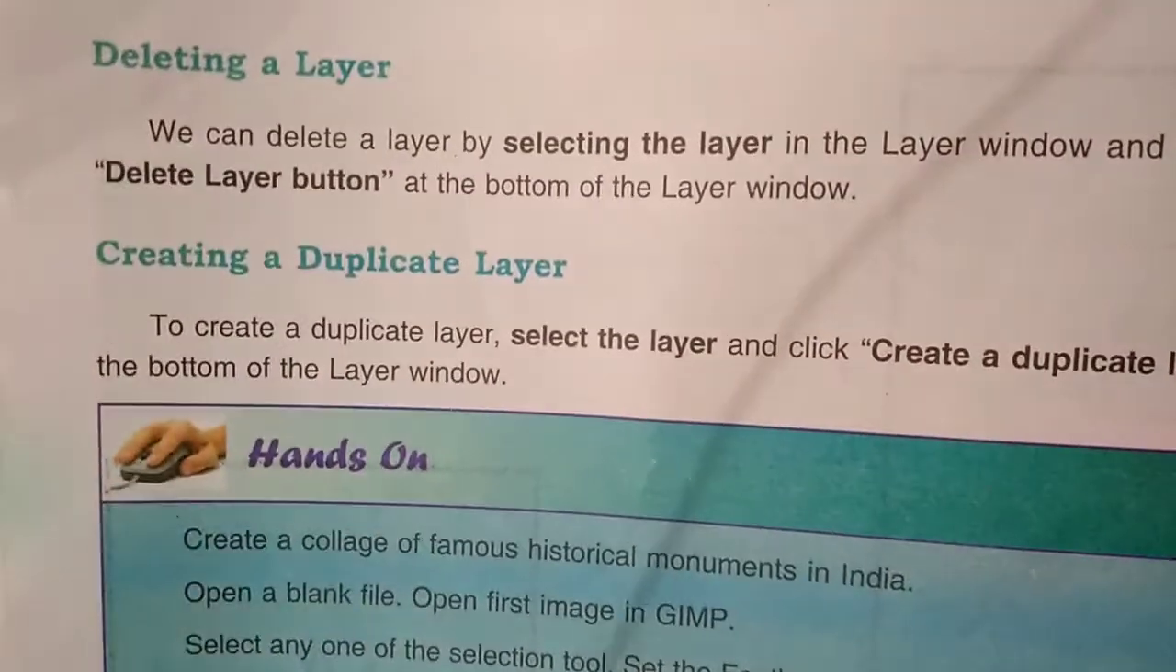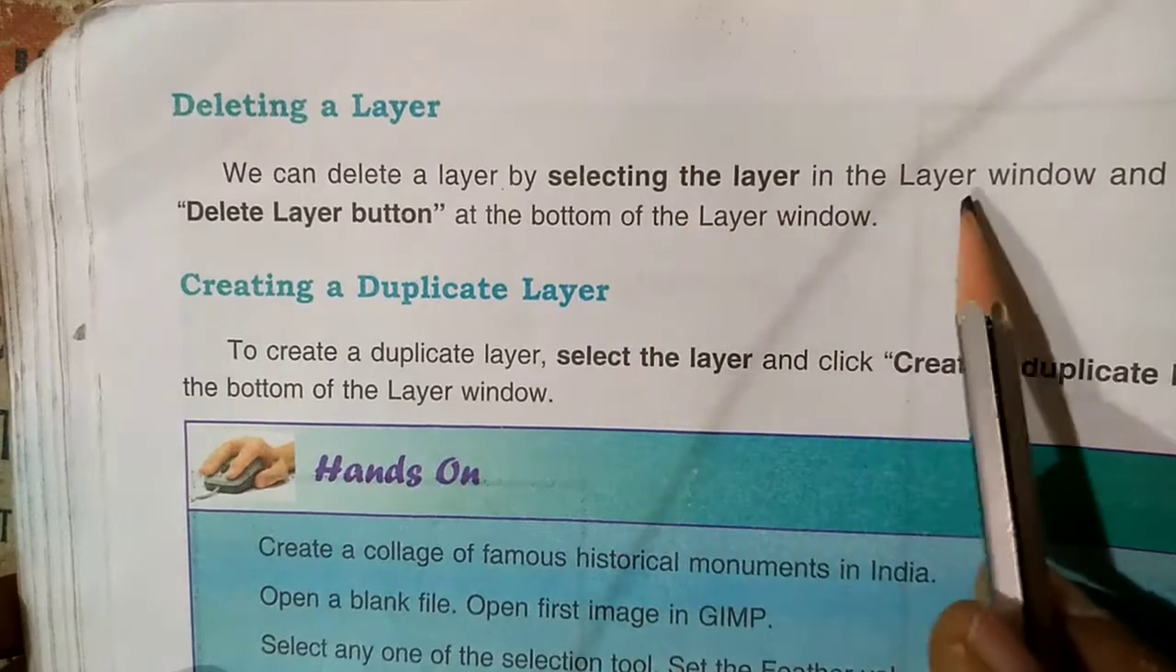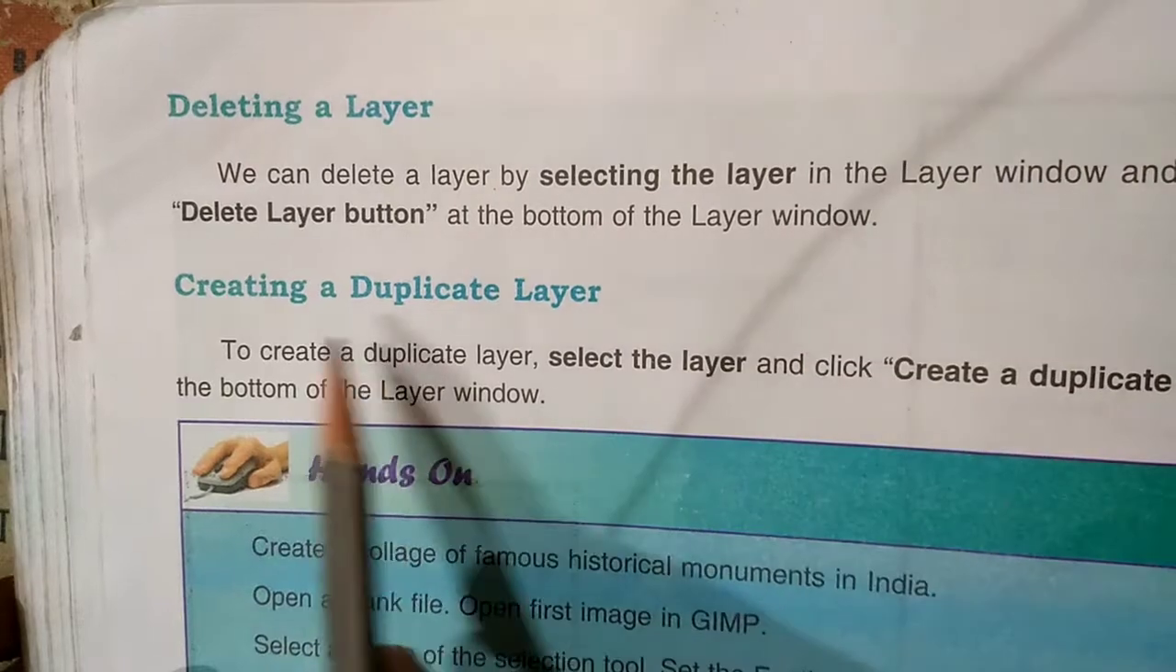Deleting a layer. Next thing is deleting a layer. We can delete a layer by selecting the layer in the layer window and then clicking the delete layer button at the bottom of the layer window.